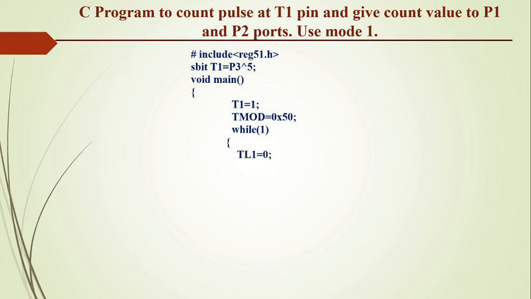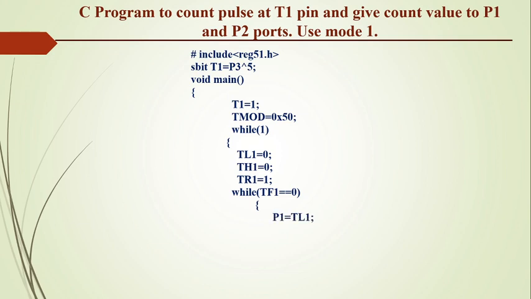So in the while loop, in a continuous or infinite loop, we are initializing the TL1 and TH1 registers equal to 00, and we are starting the timer using the instruction TR1 equal to 1. After that, we have to monitor the flag, and while monitoring this flag, we have to display the count which is available in the TL1 and TH1 registers onto the LEDs connected to port 1 and port 2.